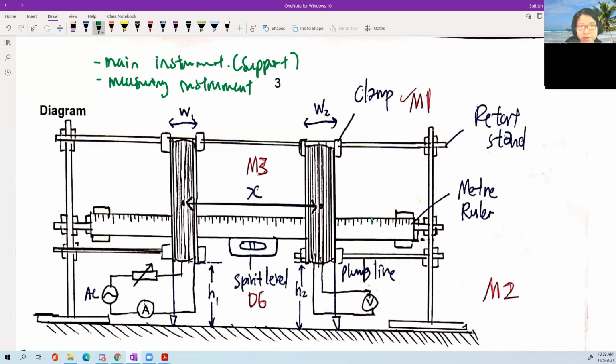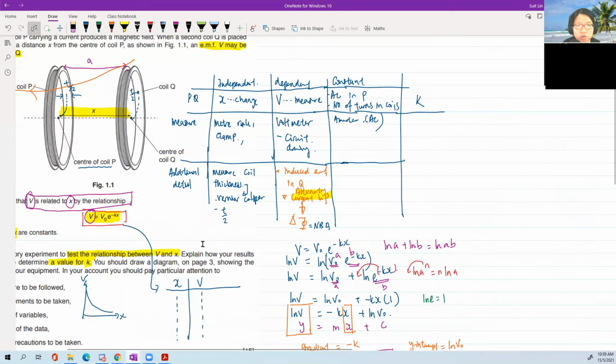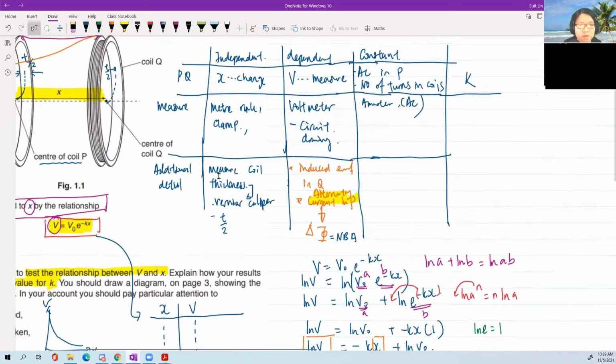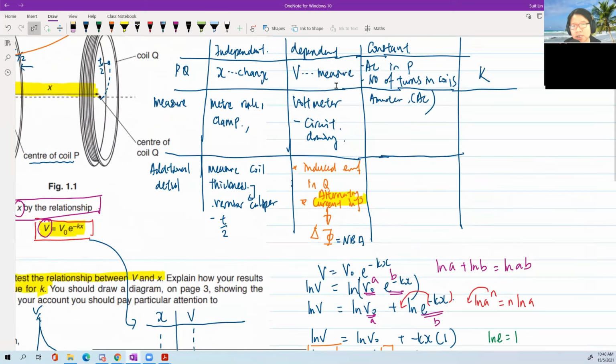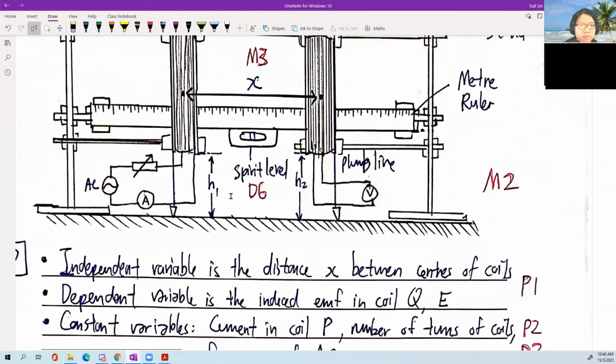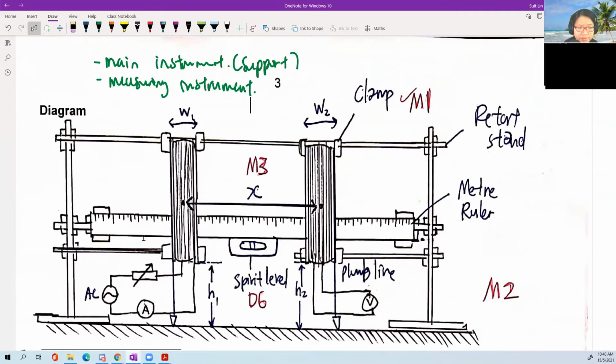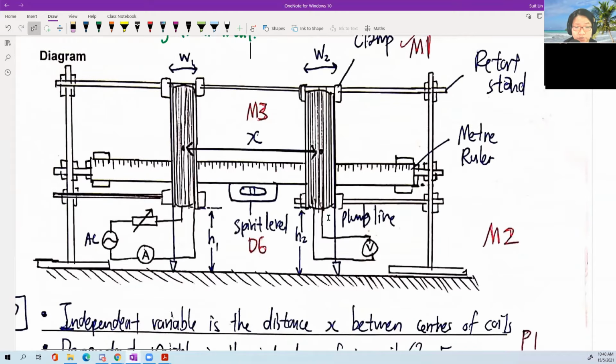And then after that, draw the measuring instrument for all the variables that you listed down in your notes. So if you look at this one, probably need to draw meter rule and clamp. Probably need to draw voltmeter because we need to know where to put these measuring instruments in the diagram. So here, the measuring instrument is a ruler, so make sure you draw it. And then the second one is the voltmeter.